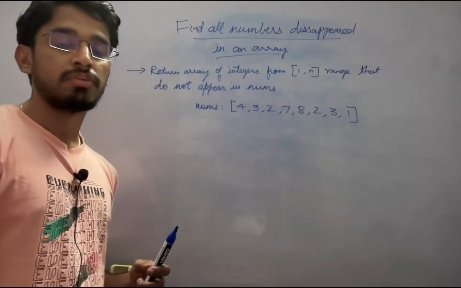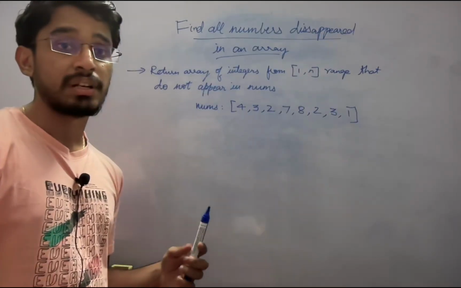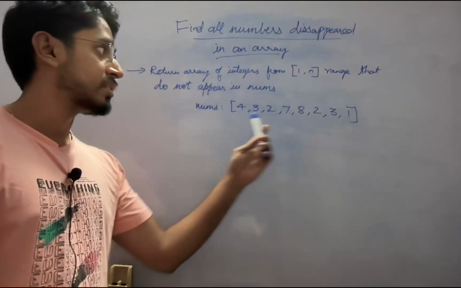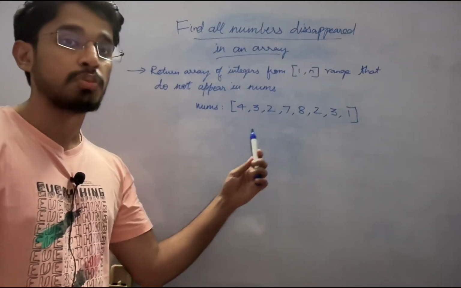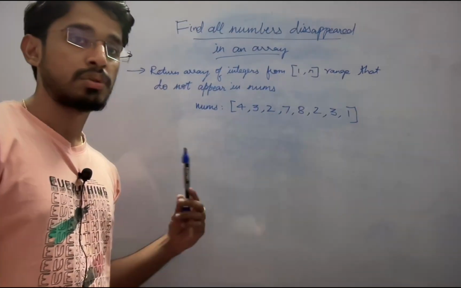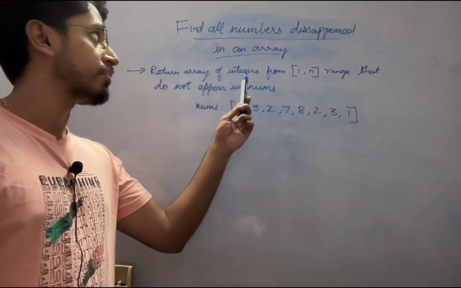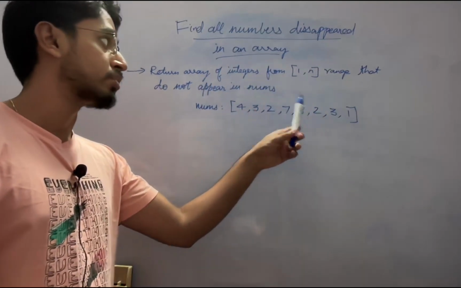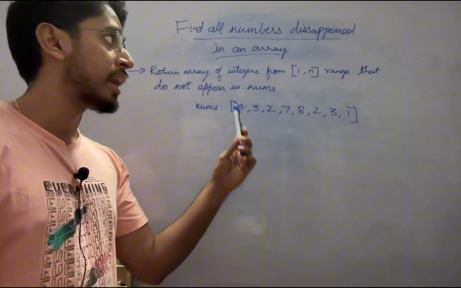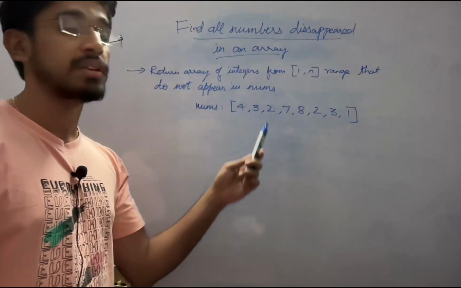In this problem, we need to find all the numbers that have disappeared within a given set of numbers. You see that this is an array which also contains some duplicates, which ranges from 1 to n. It says that we need to return an array of integers from 1 to n. It starts from 1 and goes all the way up to n, which is the length of the array, and that do not appear in the nums array.